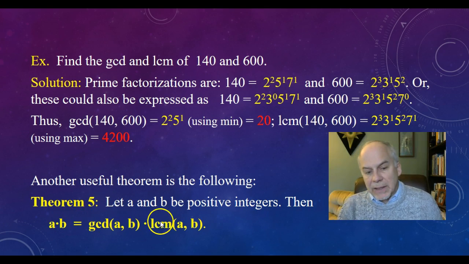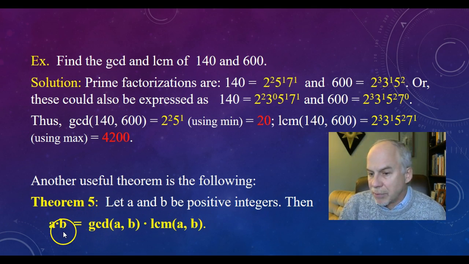So this will be true all the time, that the product of the numbers equals the product of their greatest common divisor and their least common multiple. Interesting, eh? There's a reason for that.